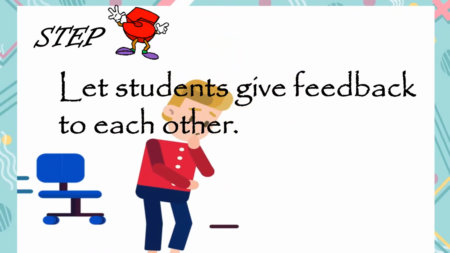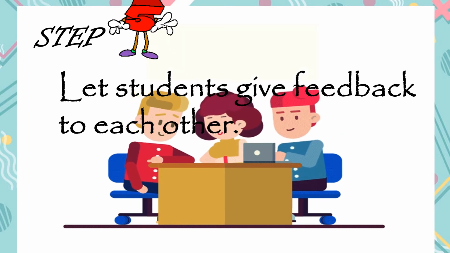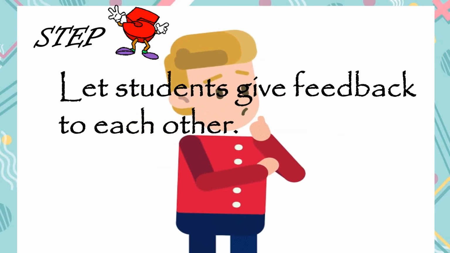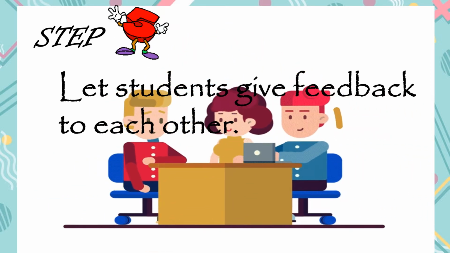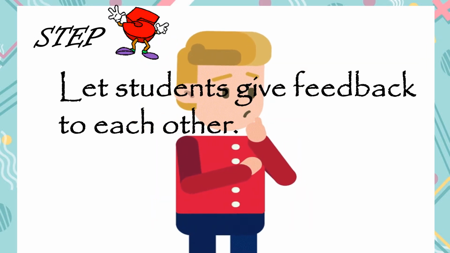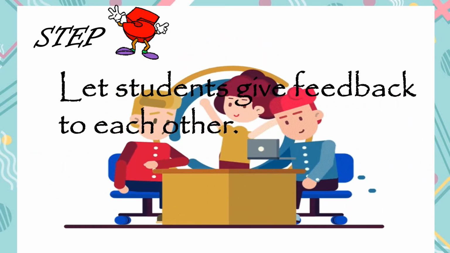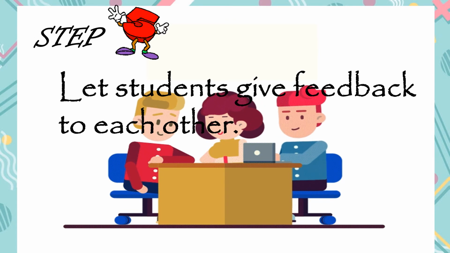Step 5. Let students give feedback to each other. Model for students what appropriate feedback looks like and sounds like. As elementary teachers, we call this peer conferencing. Train students to give each other feedback in a way that is positive and helpful. Encourage students to use post-it notes to record the given feedback.